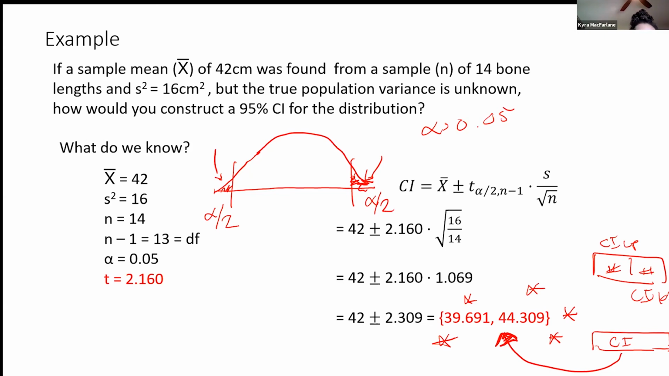These braces say from this value to this value, from 39.691 to 44.309. That is the confidence interval around this mean.